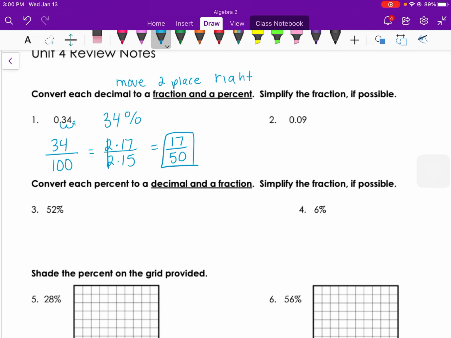Okay, same thing for number 2. Move the decimal point over 2 places to the right to change to percent. So that would put the decimal behind the 9, which makes that 9%. And then 9% would be 9 out of 100. 9 is only divisible by 1, 3, or 9, and we cannot divide 100 by 3 or 9, and so it is not able to simplify any further.